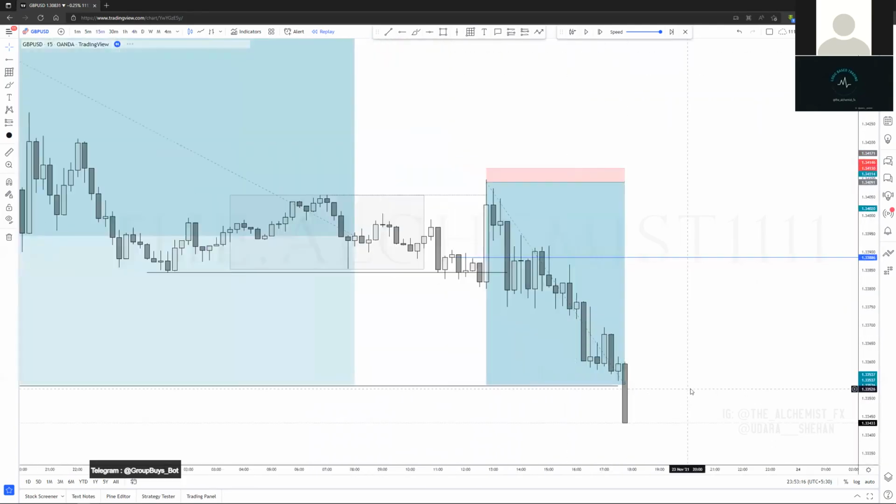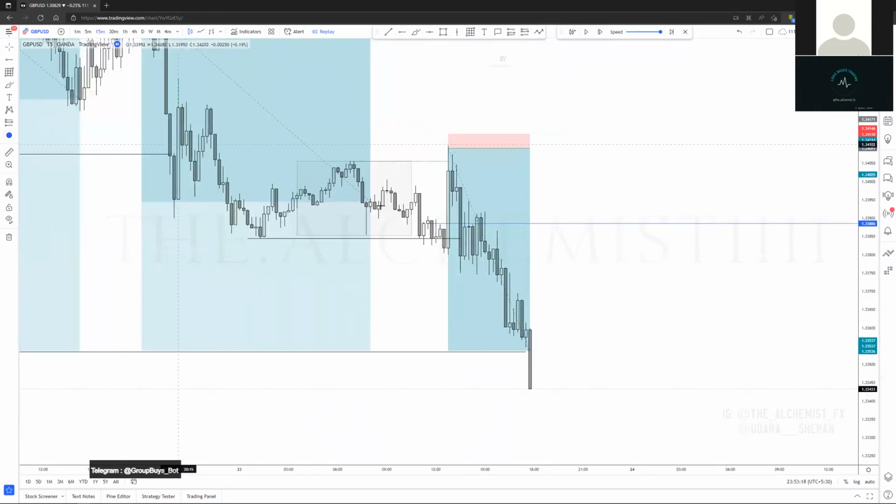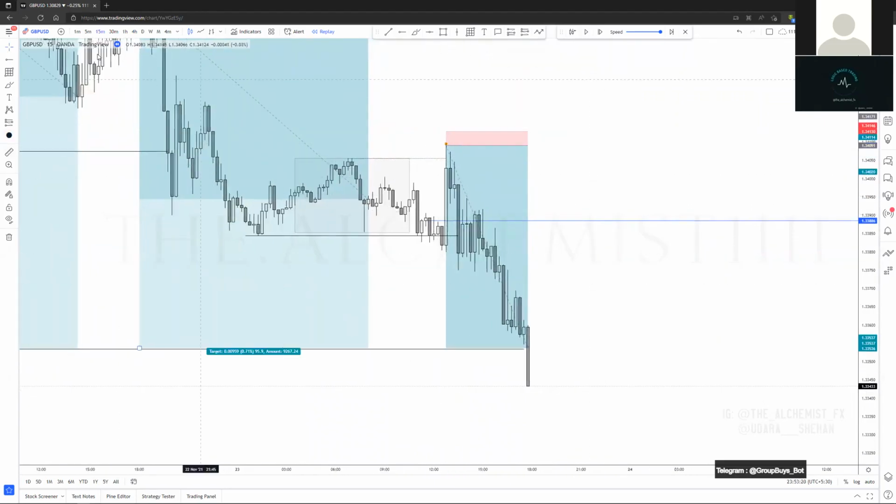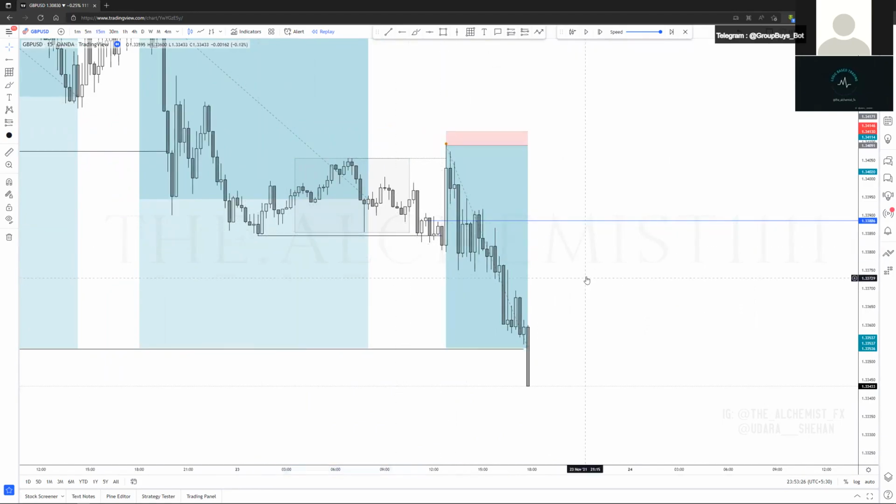Now what we could do is mark the high. And the best thing is, can you see how I'm using all the time frames? I'm not staying on one. I'm going from this to that, all the time, because multi-time frame analysis is necessary.